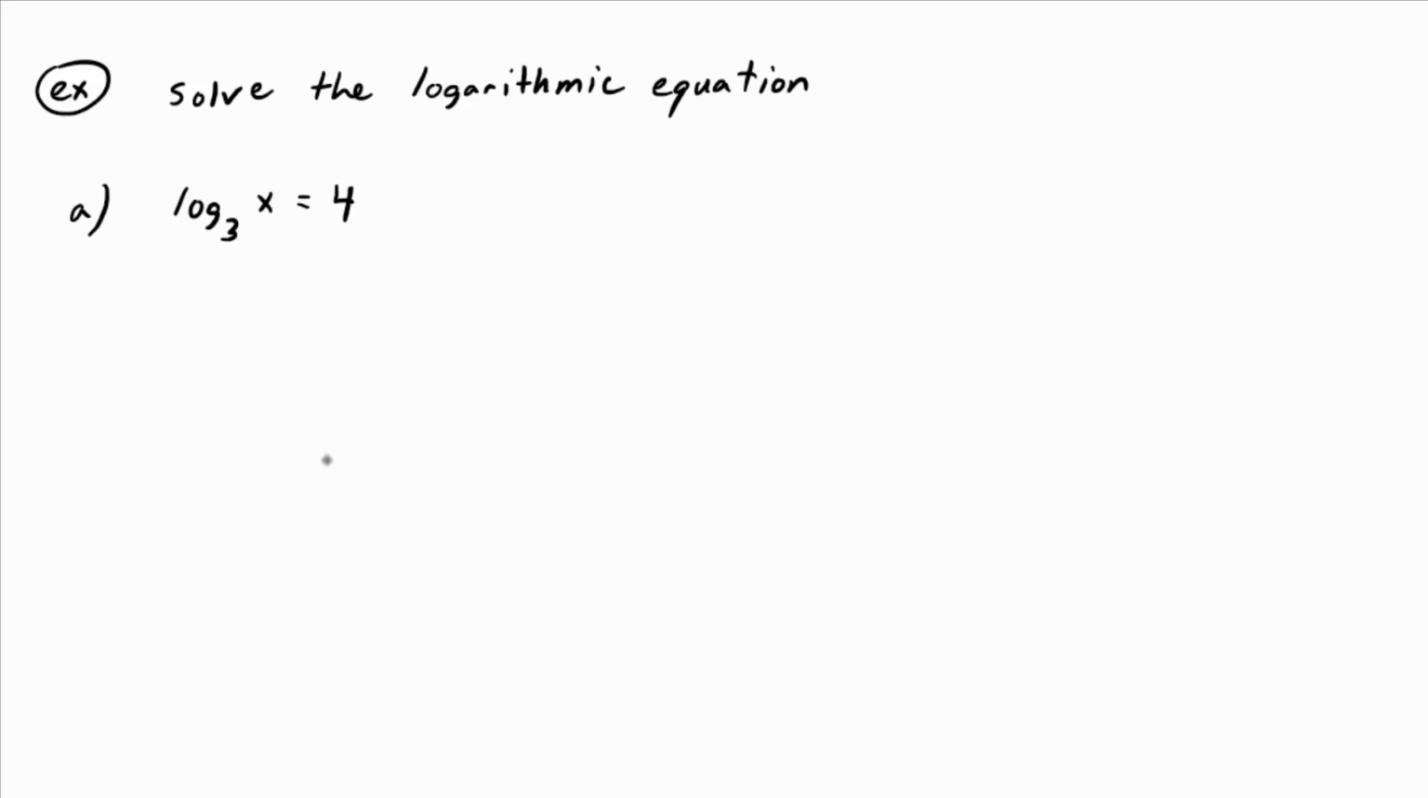What would you do? By the way, is it obvious why we call it a logarithmic equation? Because there's a log function in it, right? So log base 3 of x equals 4. I heard the answer: you're going to just convert it to exponential form, right? What is this in exponential form?